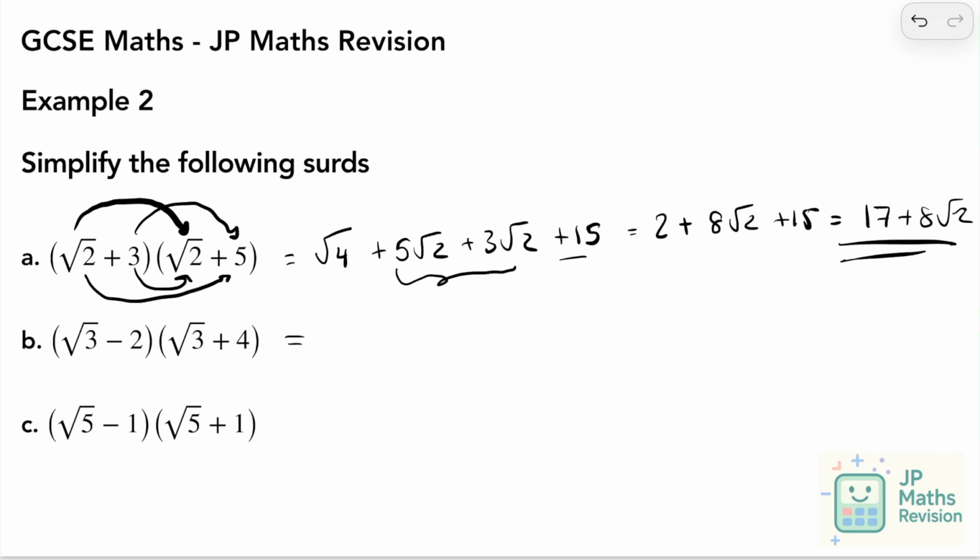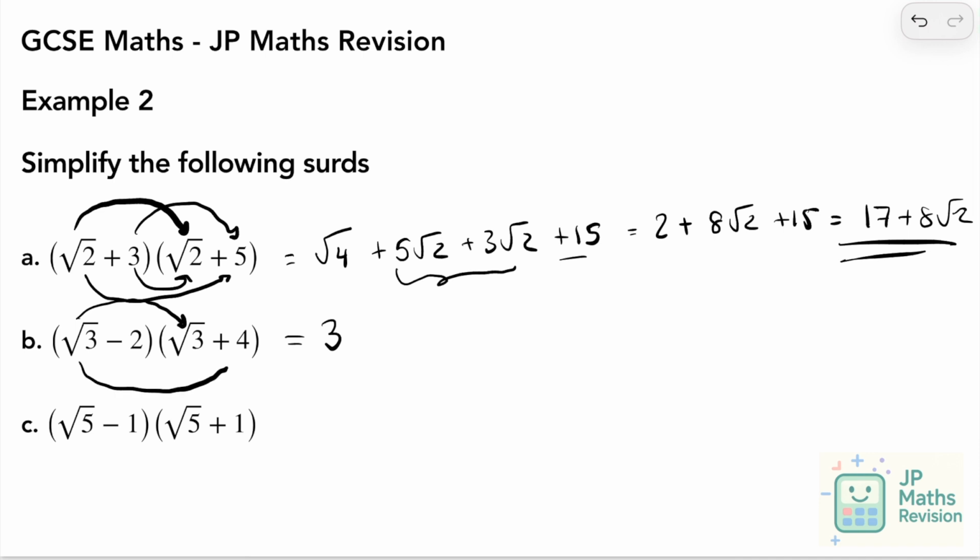So this one here, we're going to do the same thing. So we're going to do root 3 times root 3. So again, it's worth noting here that if we do a surd times itself, that's going to be the number that we originally started with. So root 3 times root 3, that's root 9, and the square root of 9 is 3. So I can just write 3 here.